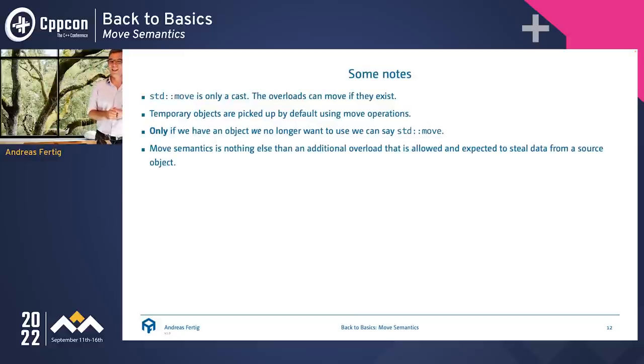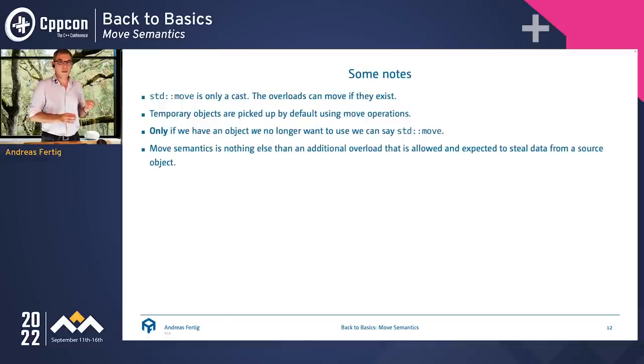And the overloads can move if they exist. If I don't have an overload using &&, then I might end up calling the const-ref version, okay? Temporary objects are picked up by default when we have move operations in place. And this is the thing we are reaching out for. The main thing is catching temporary objects. And the things I just showed you are additional things where we help the compiler, telling it, well, we don't need that one anymore. But the main thing is temporary objects.